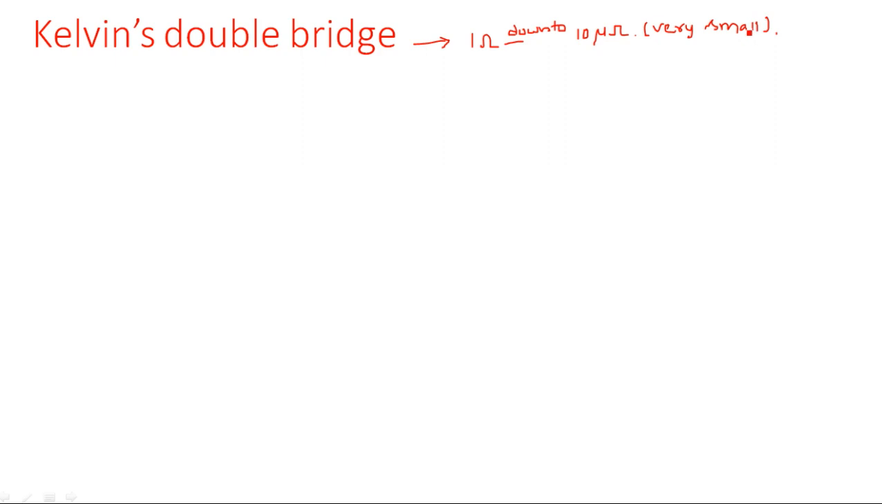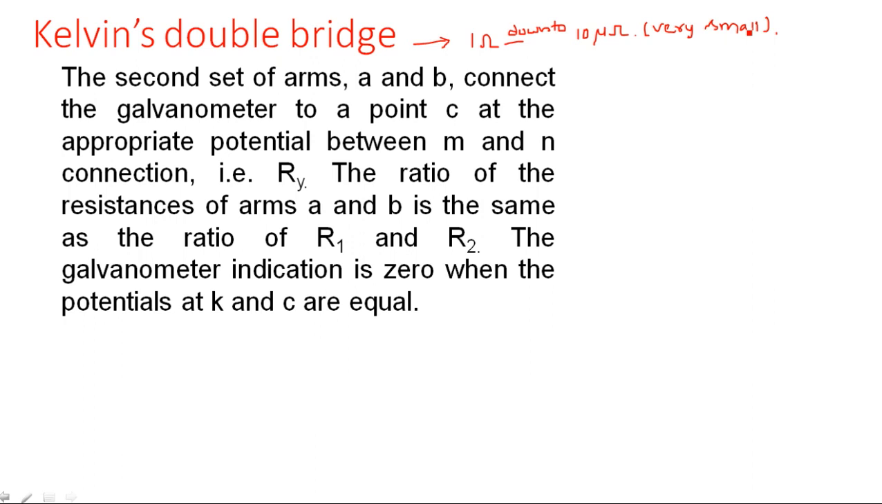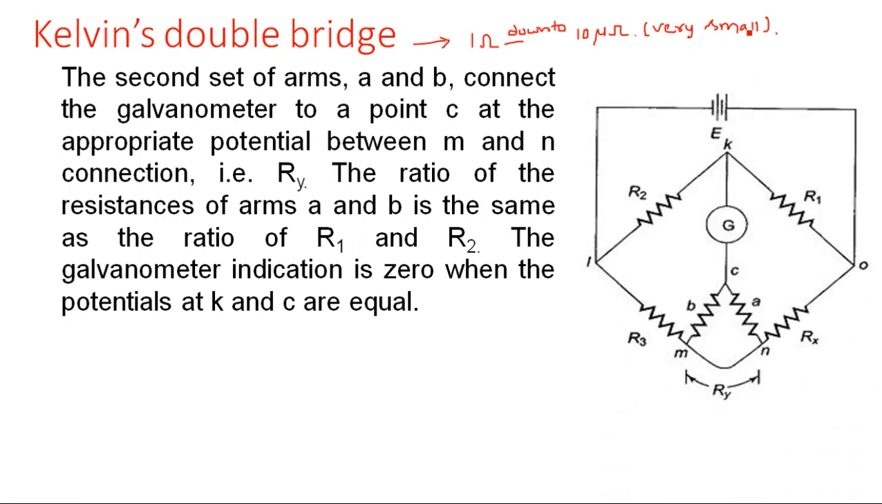Now we are going to see Kelvin's double bridge. It is nothing but a bridge, with another bridge formed within the bridge. That's why it is named Kelvin's double bridge. The second set of arms A and B connect the galvanometer to a point C. Previously we only had the resistors R1, R2, R3, Rx, and the galvanometer connected at the center, with the lead resistance between the points. But now we have connected one more bridge by taking the resistor values A and B. Inside this area it forms another bridge, and this is the original bridge. So totally it is a double bridge.